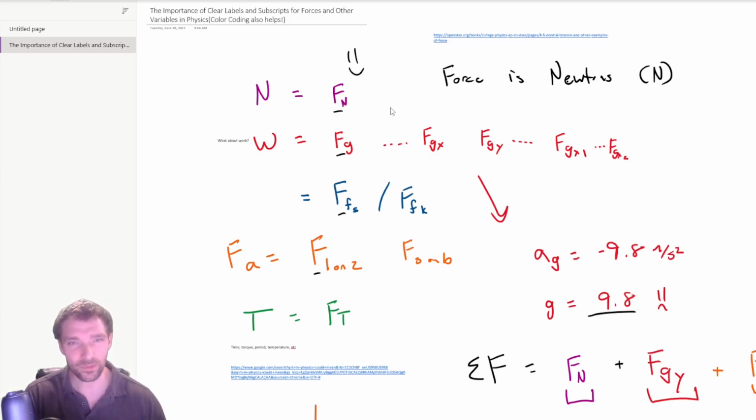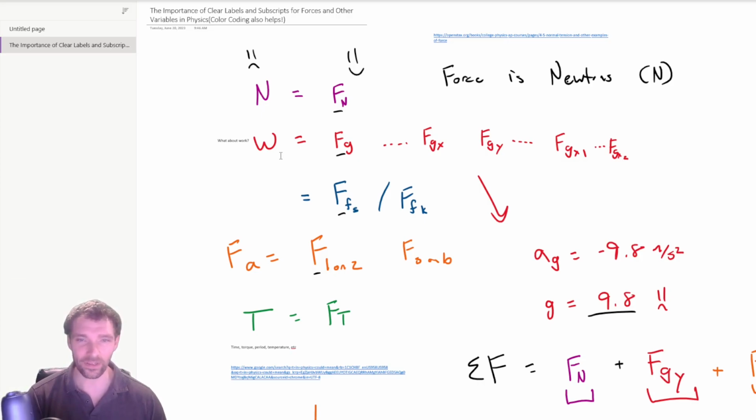And a lot of textbooks, unfortunately, will use different things like N, not for newtons, but for this normal force. And then there's also like W, which is sometimes used for weight, which is F of G. It's that force of gravity.